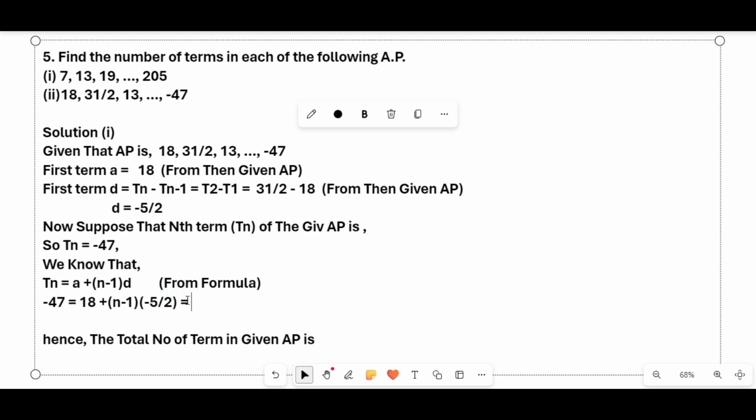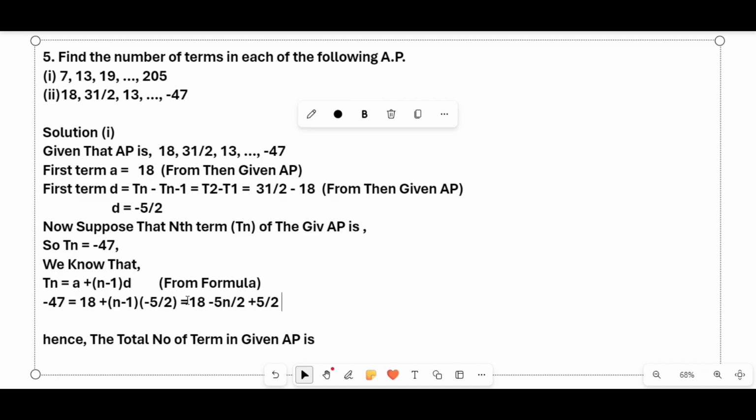Okay, let's calculate: 18 plus 18 minus 5 by 2 into 1 is equal to minus 5n, or we can just write it as (n minus 1) times 5 by 2. Sorry, it will be better, we don't do it that way, we do it like this: minus 18 minus 5n by 2 plus 5 by 2.